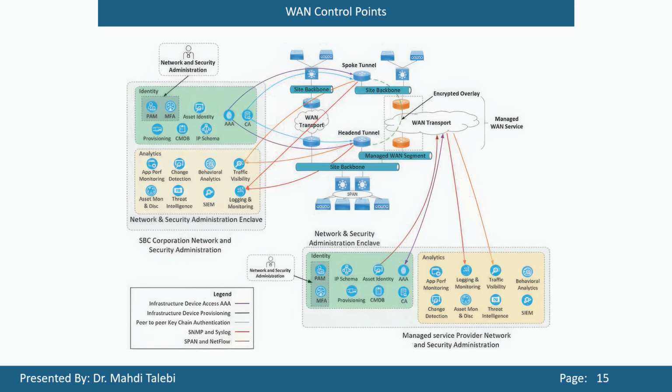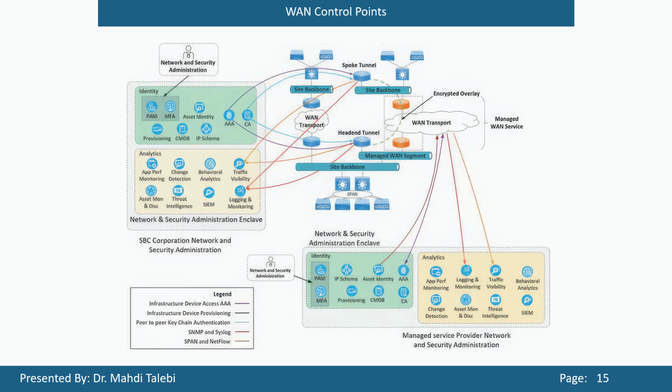Another significant element is the integration of various network and security management tools within what's termed the Network and Security Administration Enclave. This includes tools for analytics like application performance monitoring, behavioral analytics, and SIEM, security information and event management, systems that provide insights into the network's operation and potential security threats. Identity management components such as privileged access management, PAM, multi-factor authentication, MFA, and asset identity are also central to the architecture, ensuring that only authenticated and authorized devices and users can access the network resources.